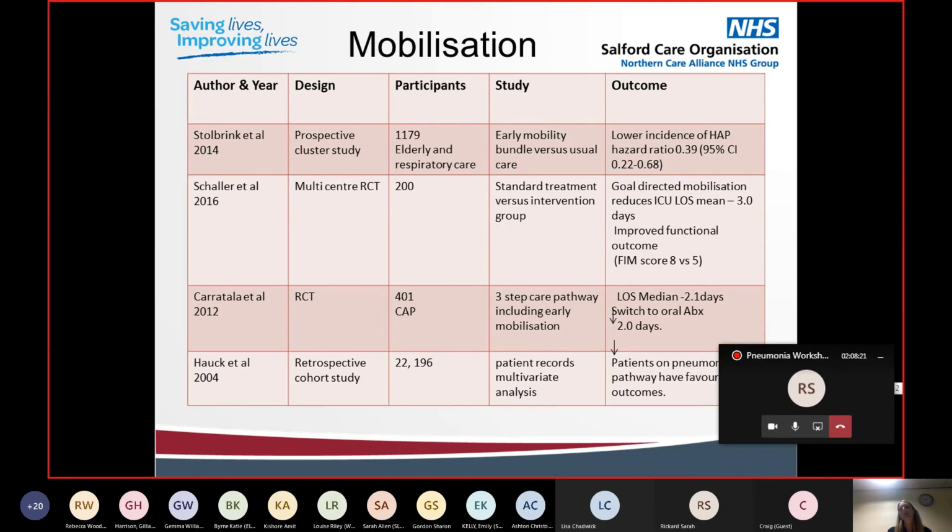I don't think, as Craig said, we can mention mobilisation without a discussion over AVERT, and we probably need to draw somewhere in the middle. AVERT was most detrimental in very early mobilisation and at a high intensity, probably a higher intensity than what we can deliver on stroke units.